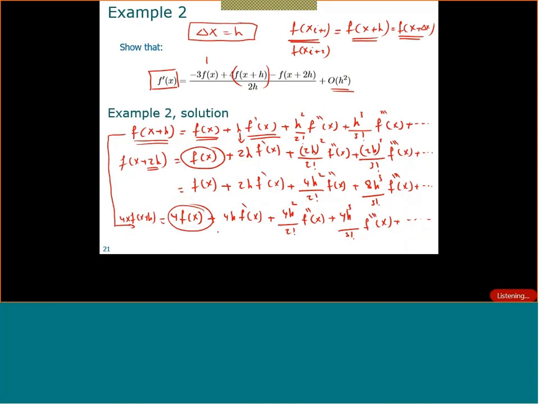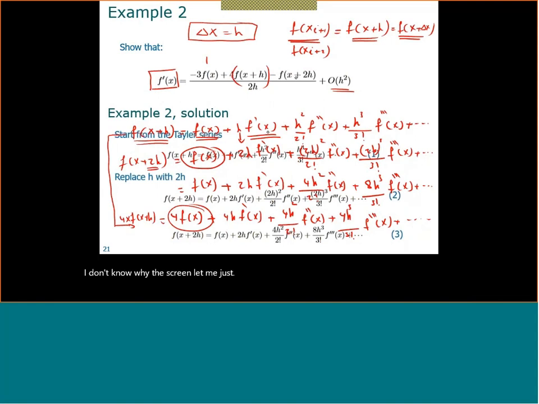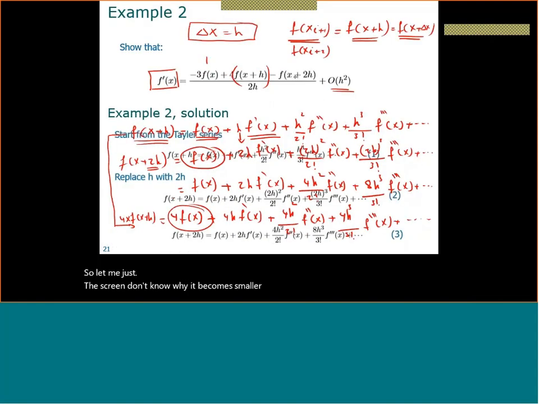I don't know why the screen, let me just... okay, so let me just... the screen, I don't know why it becomes smaller like this. Okay.